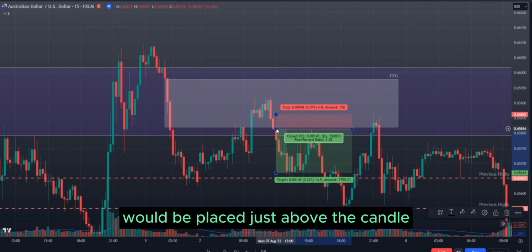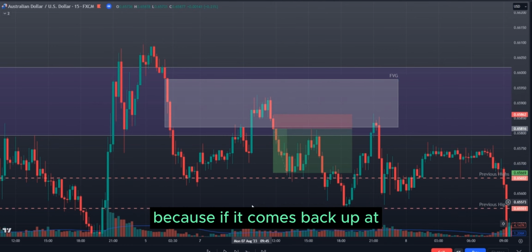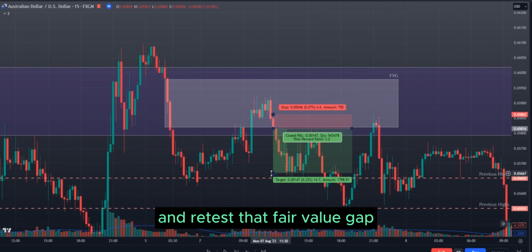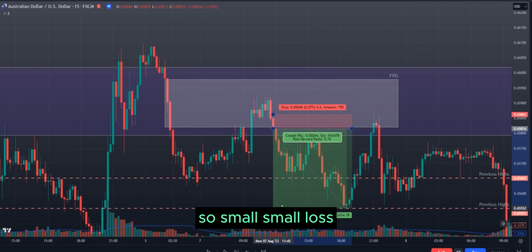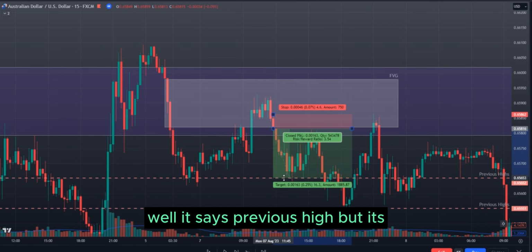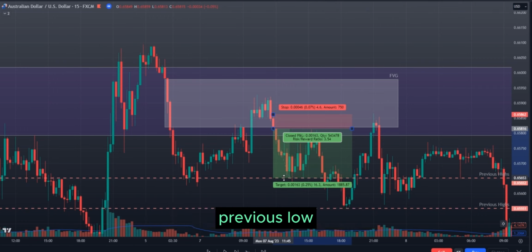So our stop loss will be placed just above the candle, because if it comes back up and retests that fair value gap, that's a clear indicator that you're probably in a losing trade. So small loss, and you're taking profit. Profit one at this first previous low. Well, it says previous high, but it's previous low. This first previous low, and the second at the second.